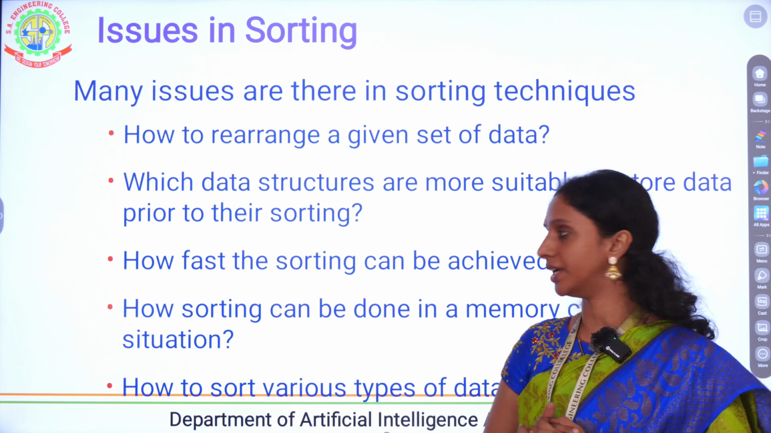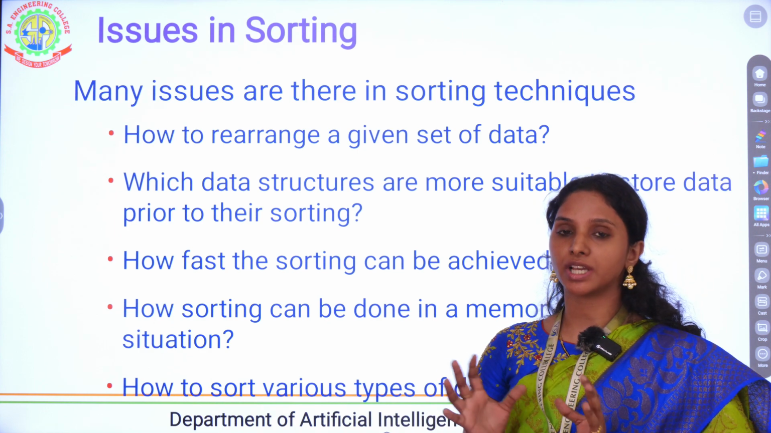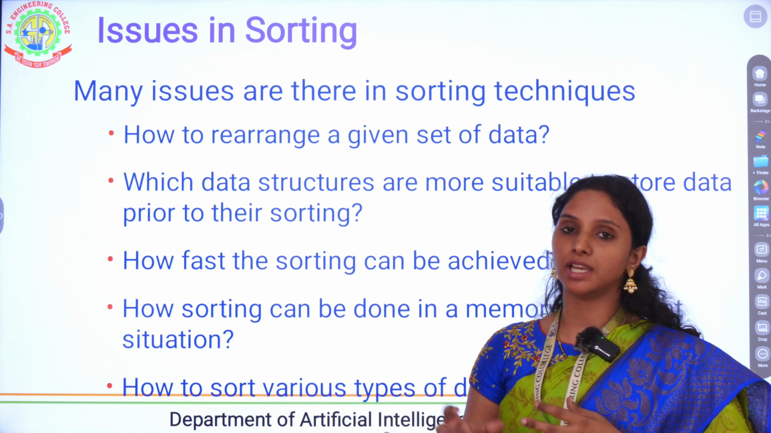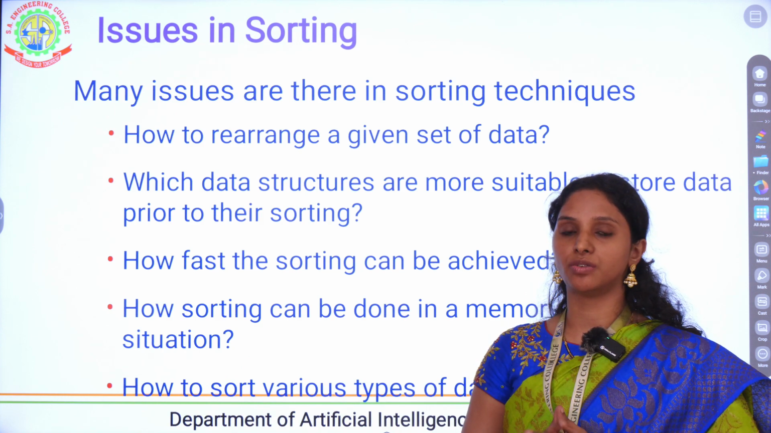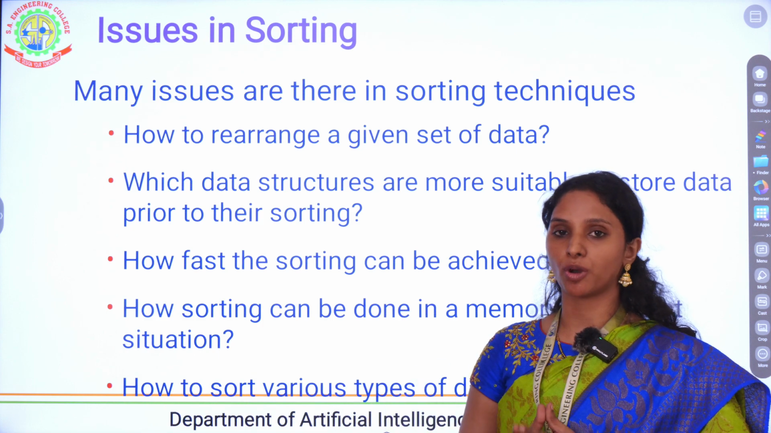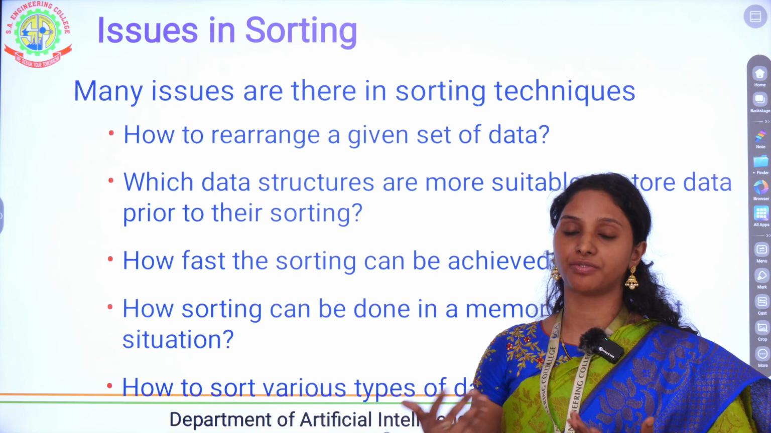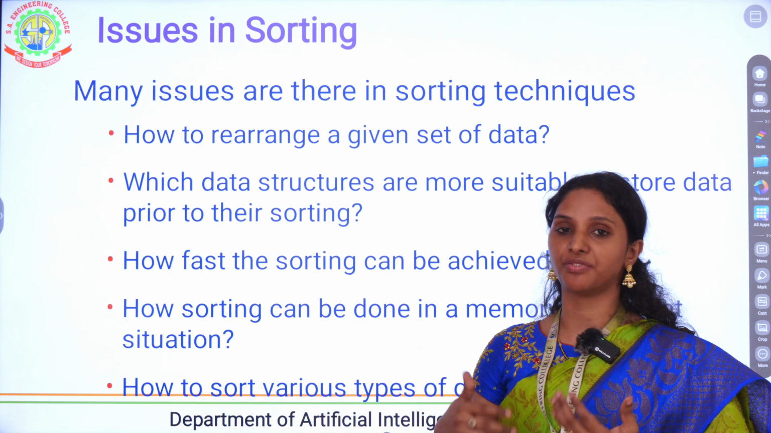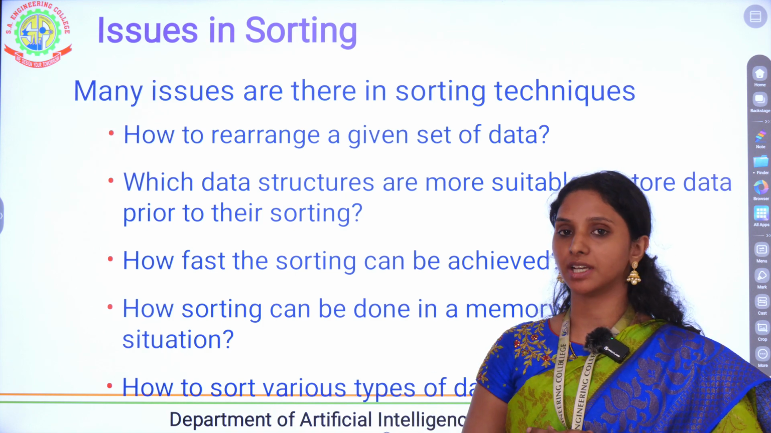And also how sorting can be done if there is a memory constraint, like if the memory is not good enough for the elements to be sorted and saved into the memory, then it will raise a problem of how we are going to put it in a proper order. And also we have to deal with different types of data sets, like numbers, either positive or negative, and there may be many conditions.